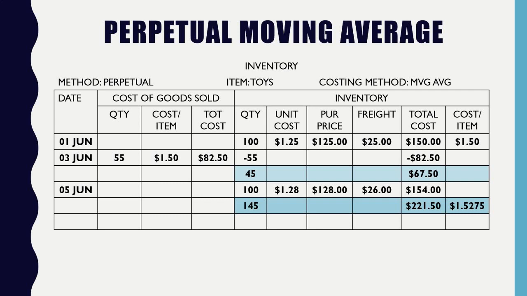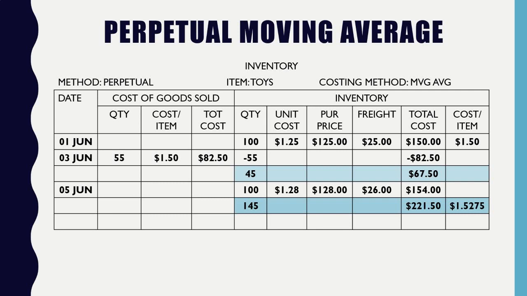$1.5275. Now think about it. You have a price point, one at $1.50 and one at $1.54. What's in the middle? $1.52. But in this case, it's because of the cents that were left over that it's now $1.5275. Okay?